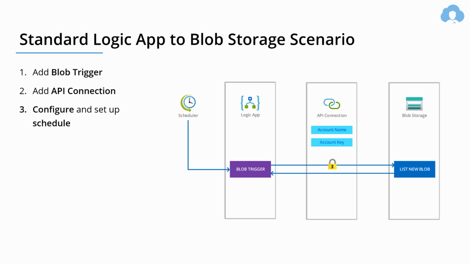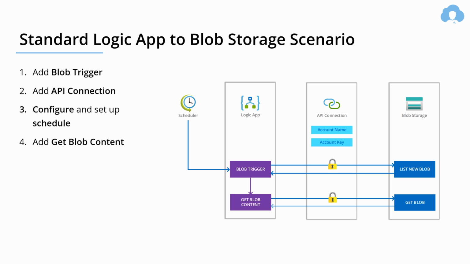What you need to do then is to configure and set up a schedule for this blob trigger. So how often will this blob be checked for new files. And the rest is pretty classic. You get the blob content using the next action and you utilize the same API connection to get that blob content. That's fairly standard and that's a normal thing that you're gonna experience when using logic apps.